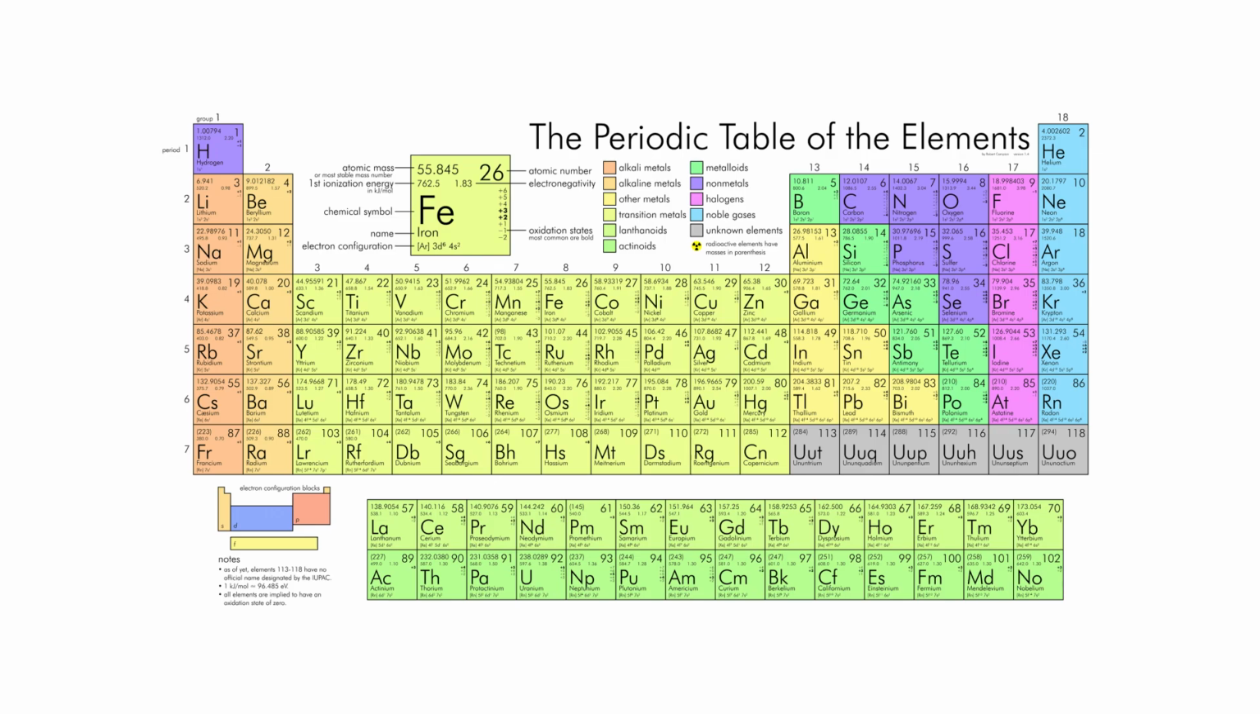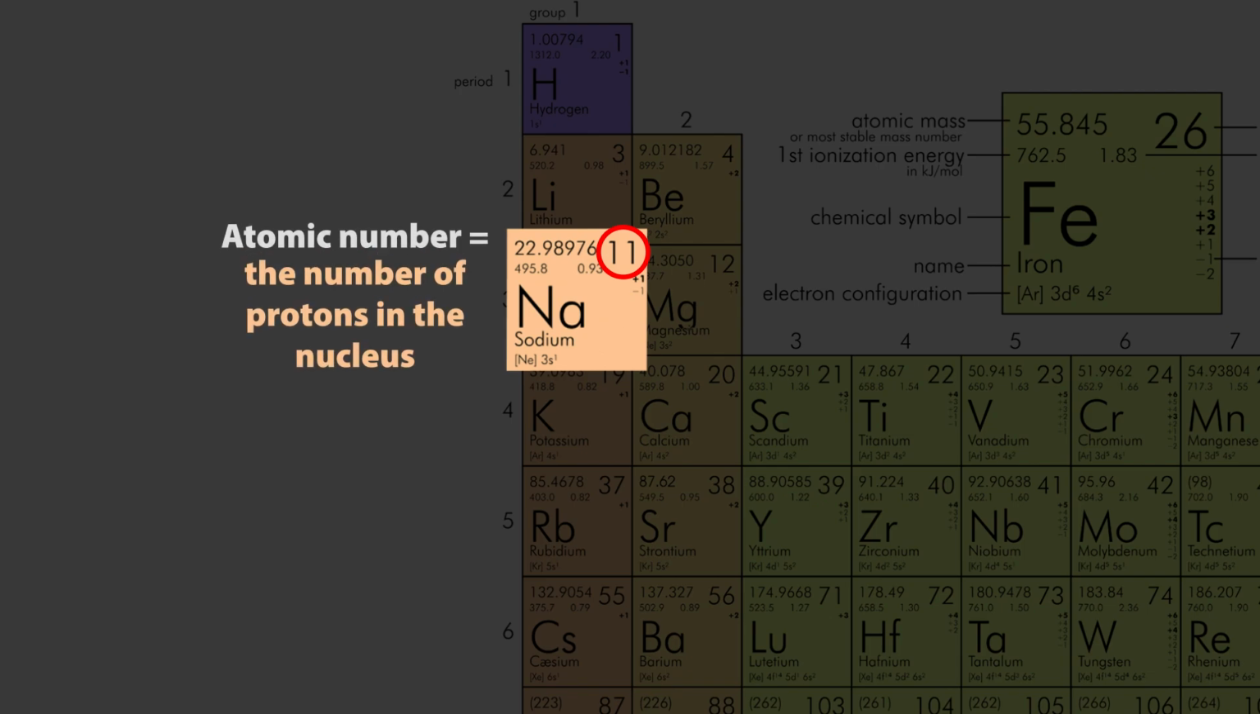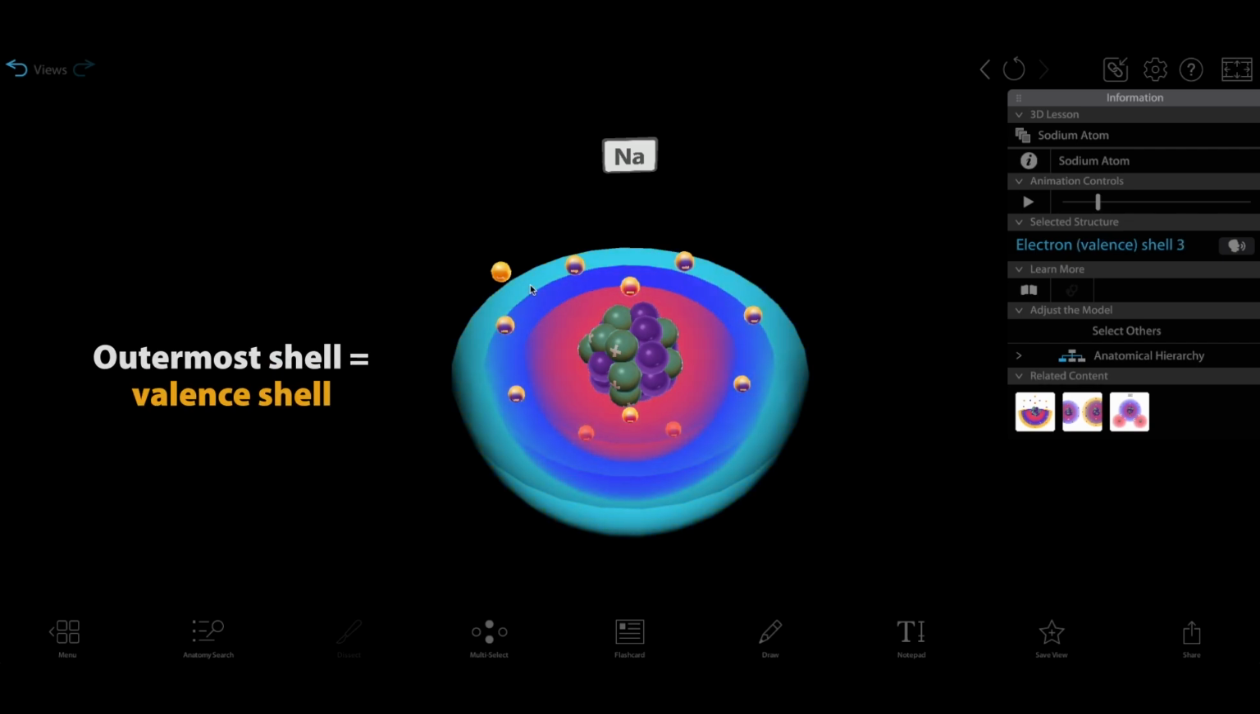Atoms of different elements have different numbers of protons, neutrons, and electrons. An atom's atomic number on the periodic table is the number of protons it has. Sodium has 11 protons. The electrons in the cloud outside the nucleus are organized into shells. For sodium, the one closest to the nucleus has 2 electrons, the next one out has 8, and the furthest out, the valence shell, has just 1.